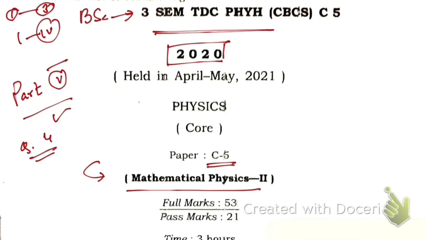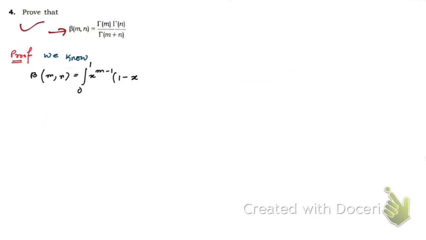So let's start. Question number 4, here we need to prove this relation. So this is evaluation of beta function, right? So let us solve this, let us prove this. Here you see we have beta function of m, and this is integration from 0 to 1 x to the power m minus 1 into 1 minus x to the power n minus 1 dx, right? So which can be written as, 1 minus x can be taken as first function and x to the power m minus 1 as second function, right?